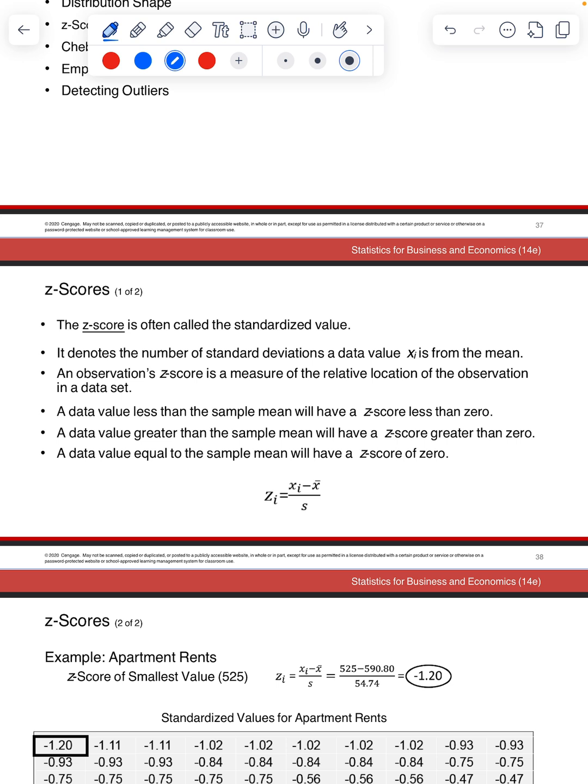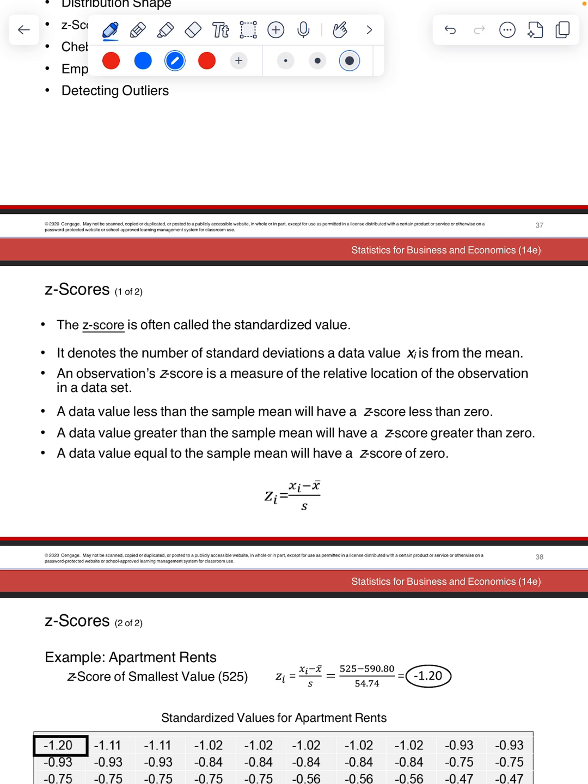So a z-score, and I do have a video posted, I believe that's on standard deviation. I can't remember if it's standard deviation. But we're going to be doing a lot with z-scores. We're going to do these in this chapter, but also when we get to chapter 6.